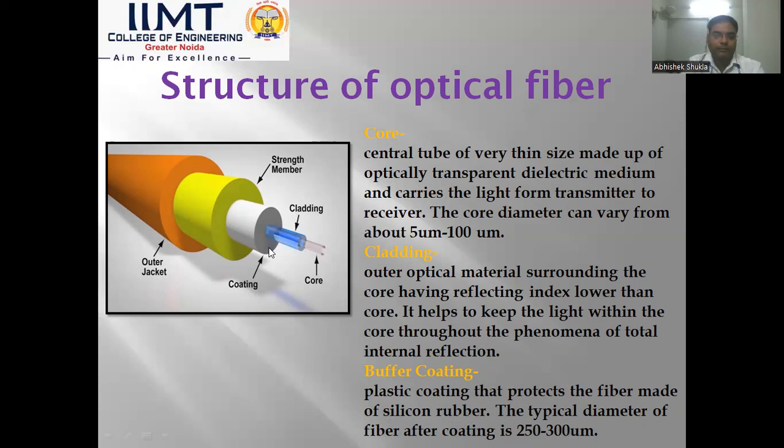This means the outer size should be around 300 micrometer, and the core plus cladding diameter should be greater than 100 to 150 micrometer. So we have to keep in mind the thickness: the core should be around 5 to 100 micrometer, the cladding around 100 to 150 micrometer, and the buffer around 250 to 300 micrometer. We have to keep these in mind for the proper functioning of the optical fiber.